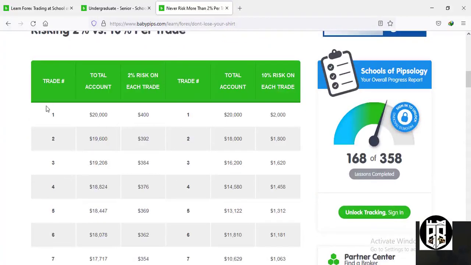So let's say this part is 2% and the opening balance is 20,000 US dollars, and this part is 10% per trade, that is the risk, and the opening balance is 20,000 US dollars. So if you risk 2% of 20,000, that's $400 per trade. If you risk 10% of 20,000, that's $2,000 per trade.